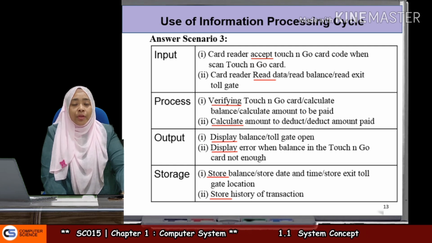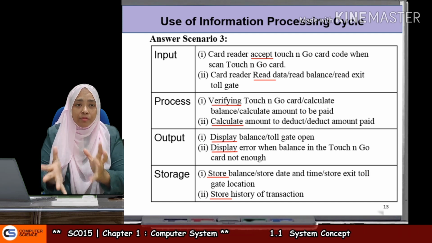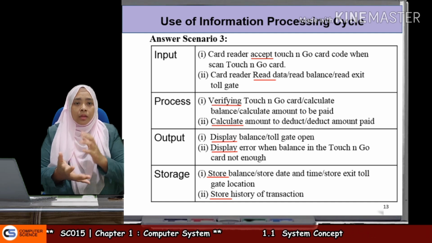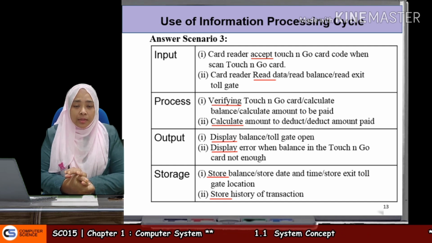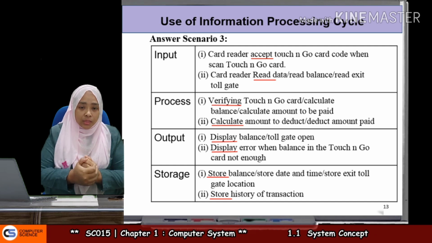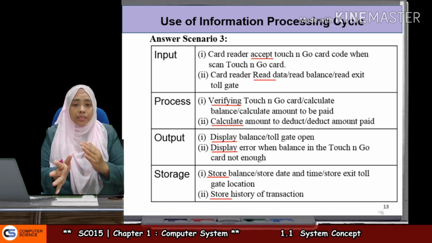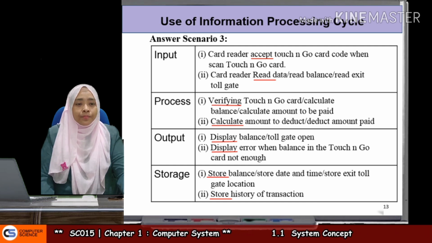So we already discussed 3 scenarios. Hopefully everyone can relate the input, process, output and storage in the information processing cycle with real situations. And remember to use the right keyword and make sure you explain based on what the machine does, not what the user does.